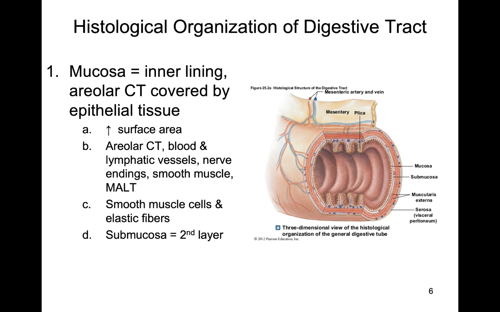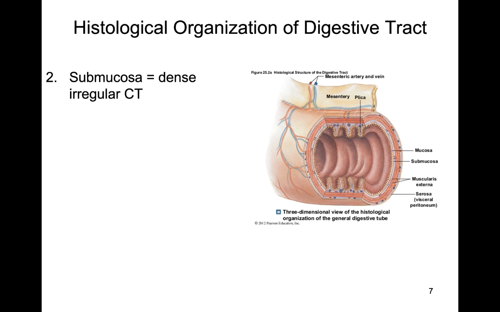And underneath it, so under means sub, there's another layer called submucosa. So mucosa is the layer that's going to face the food, and underneath the mucosa you have a layer called submucosa. Submucosa is made up of dense irregular connective tissue, and there are going to be a lot of blood vessels there.